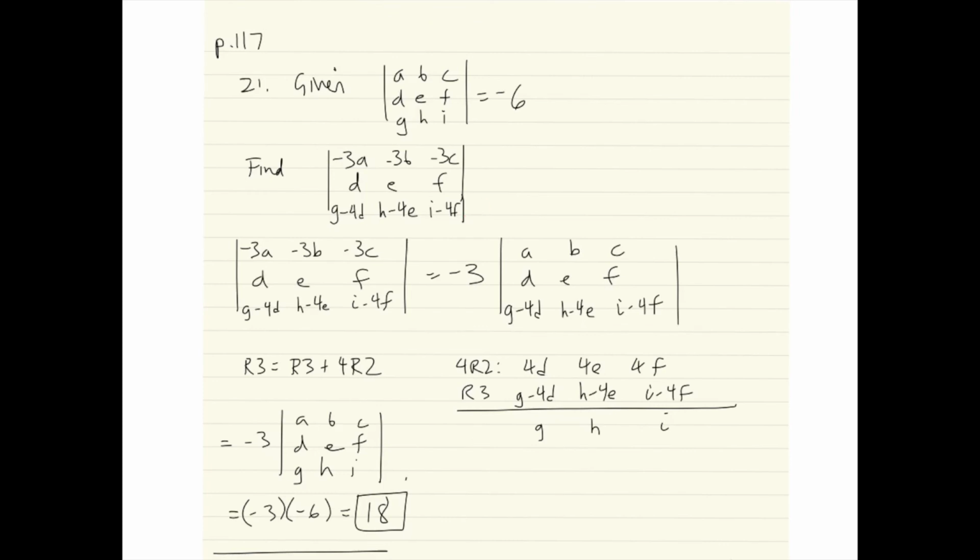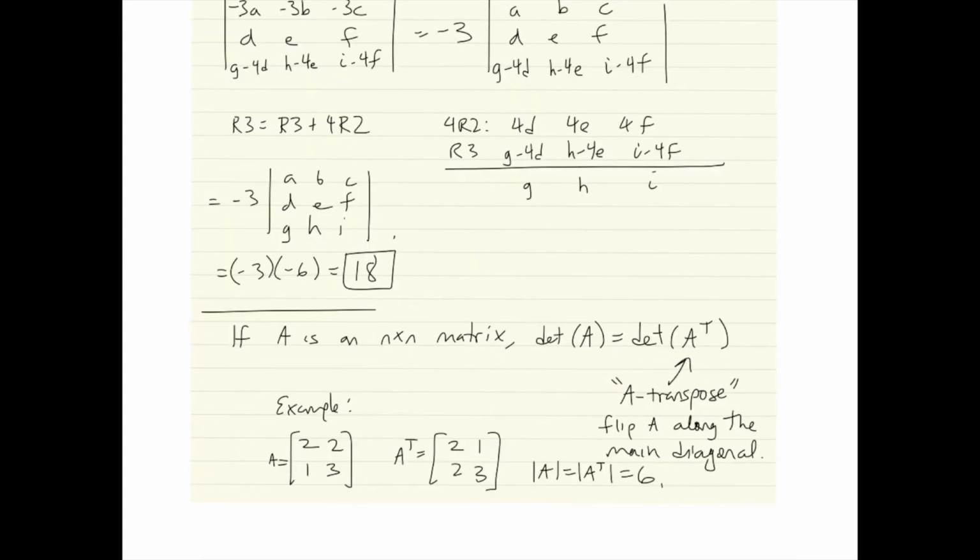A general fact that's fairly easy to see from the definition of our determinant as expansion along any row or column is that if you have an n by n matrix A, the matrix called A transpose, where you flip everything along the main diagonal, has the same determinant as the matrix you started with. It's easiest to illustrate this by an example.